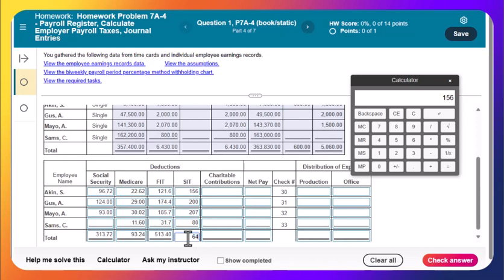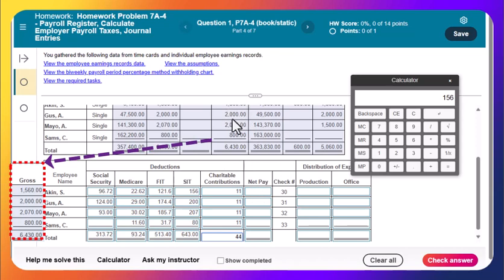For a total of $643. And then charitable contributions are $11 for each person here, so we can go ahead and input 11. Nice and easy. $44 total. And then we can get the net pay here by taking the gross wages up here and subtracting out Social Security, Medicare, federal income tax, state income tax. So go ahead and do that here.